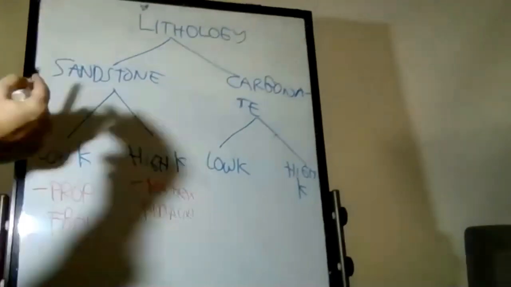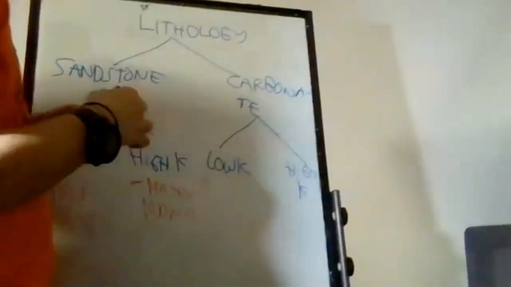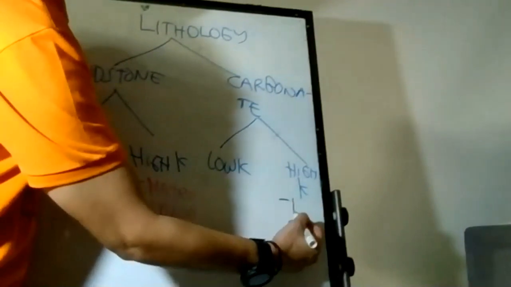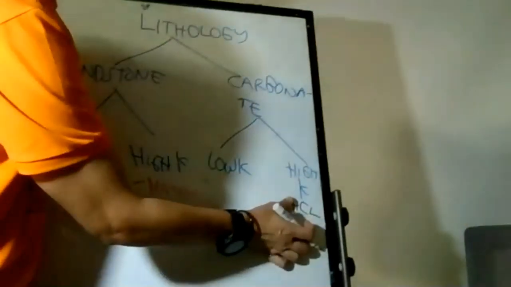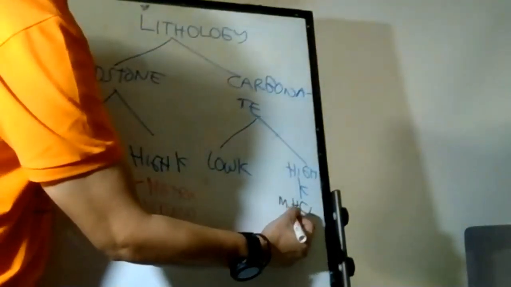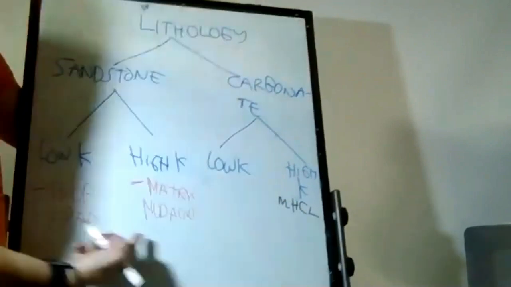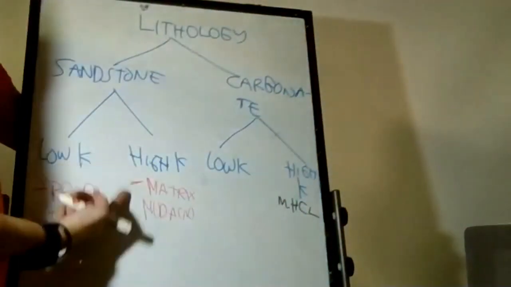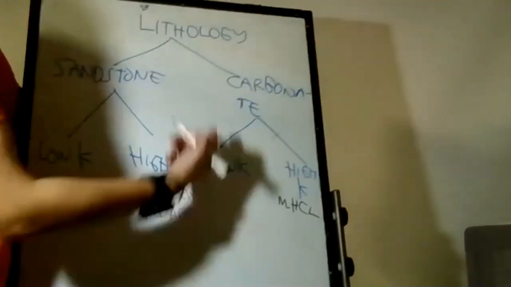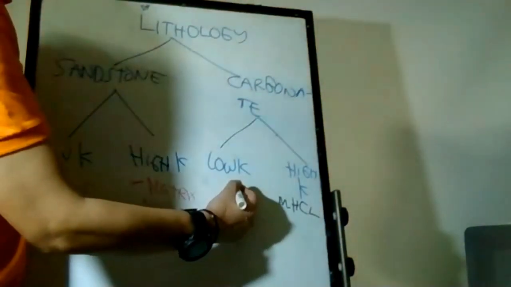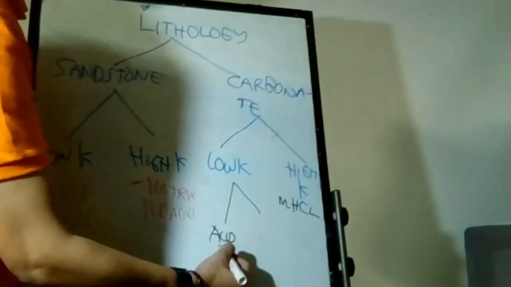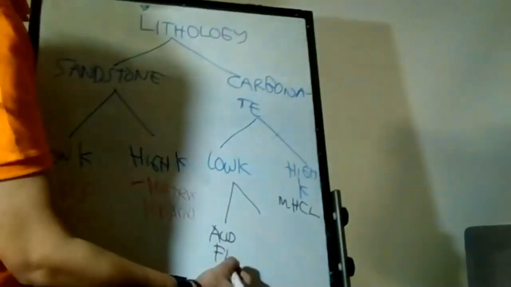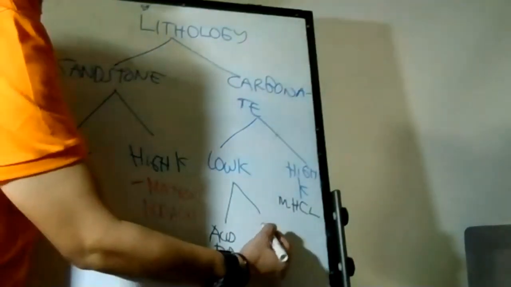Now, let's move to the carbonates. When you deal with high permeability carbonate, you can do a simple acid, HCl. So this is matrix acidizing with HCl, all right? While for sandstone, if you remember, it is matrix acidizing but with mud acid. Now, when you deal with low permeability carbonate, you have two options here. Number one is acid frac, and number two is prop frac.